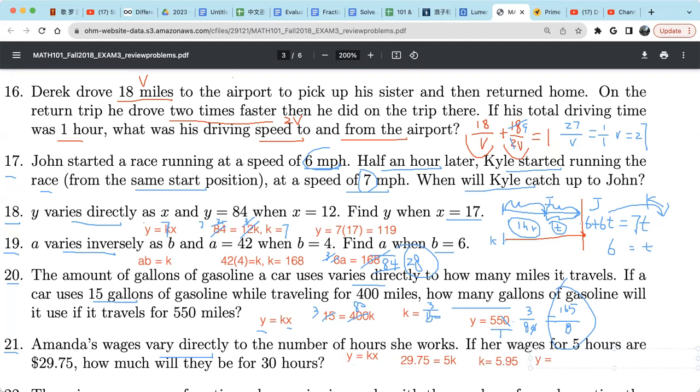So our equation is y equals 5.95 times x. So k is 5.95. Now the question is asking, how much will they be for 30 hours? So x is 30 now. So y equals 5.95 times 30. We just have to multiply those two numbers, right?